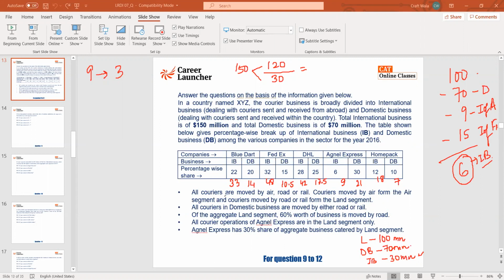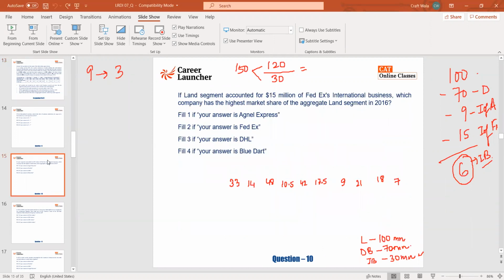So if I give 6 to Blue Dart, 6 plus 14, 20. If I give 6 to DHL, it will come to 23. For the other company, 6 here will only reach 13, right? So that means they will never cross 30 in that case. So the highest is Agnel itself. So that makes my answer option 1. I need to fill 1.